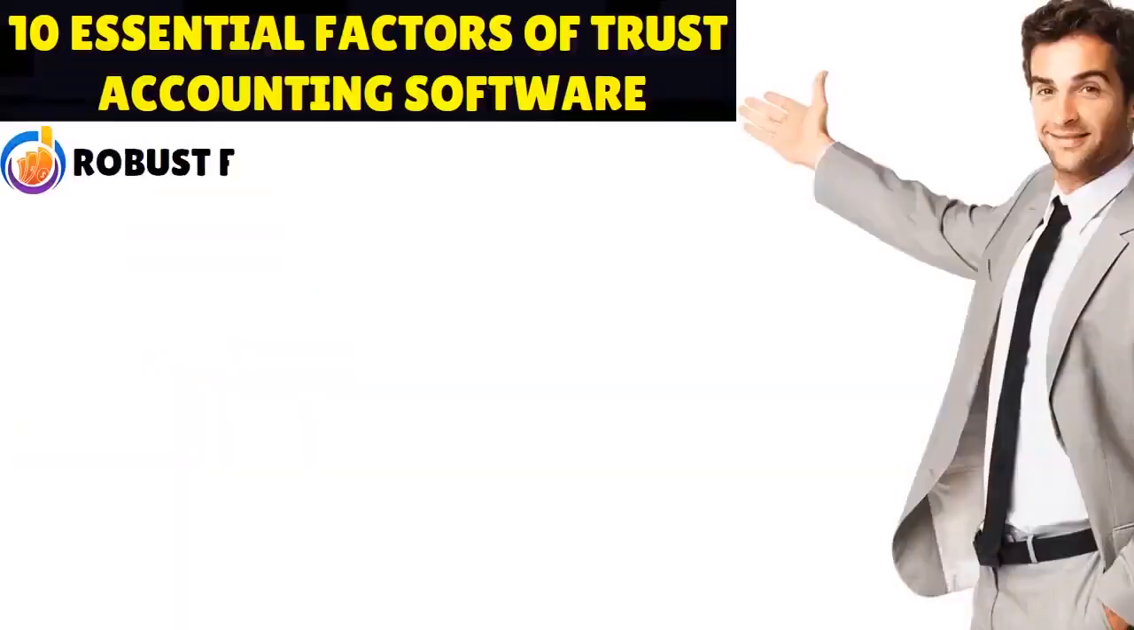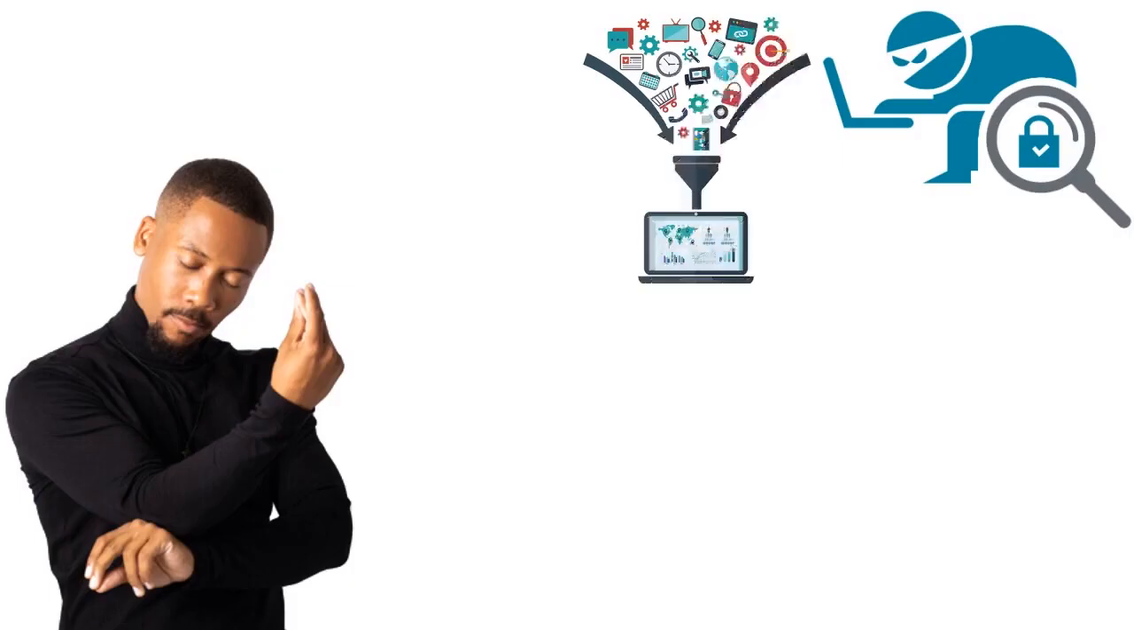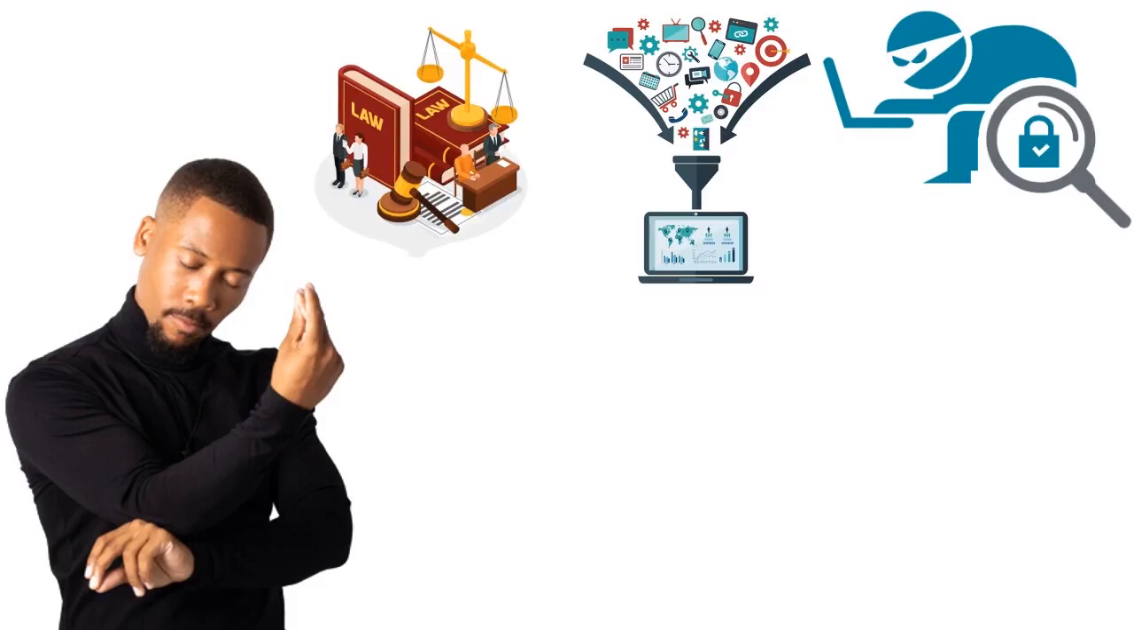First thing first, you want to look at robust features. Make sure the trust accounting tool that you choose must have robust features. Now, there are certain features that are critical, and there are others that are ancillary. So when evaluating trust accounting software, you want to look for a comprehensive set of features tailored to the trust accounting needs of your law firm, because every law firm has different trust accounting needs.